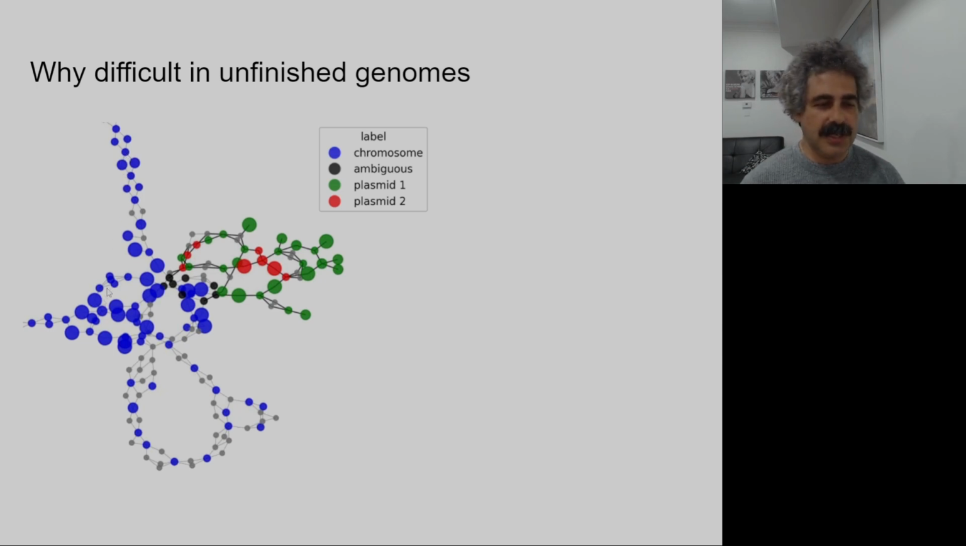Each DNA molecule is represented by a walk in this graph, and we have marked these vertices by different colors depending on whether they are chromosomal, whether they belong to a core genome, so this is the blue color, or whether they belong to one of the two plasmids present in this sample, in particular red and green. You can see that the structure of this graph is kind of unwieldy, and that it is not a simple task to identify which contigs belong to chromosomes and which belong to plasmids.